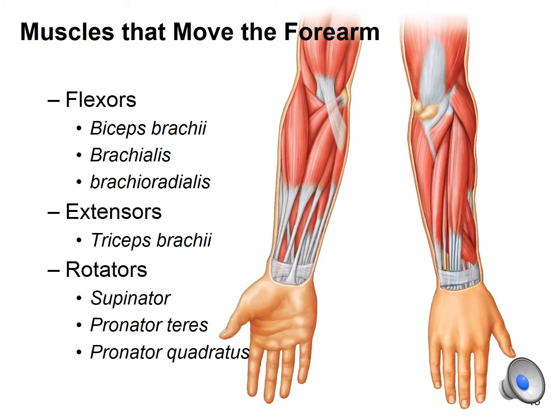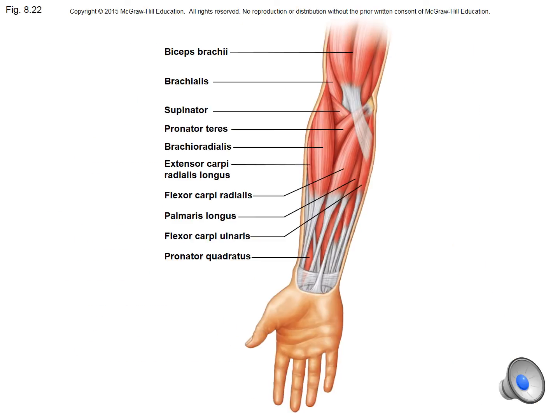When we're talking about moving the forearm, we have again flexors, extenders, and rotators. Our flexors are our biceps brachii and our brachialis, as well as our brachioradialis muscles. Our extenders are our triceps brachii, and the rotators are the supinator, pronator teres, and pronator quadratus. I do want you to be familiar with your biceps brachii and your triceps brachii muscles. And here are those muscles labeled.